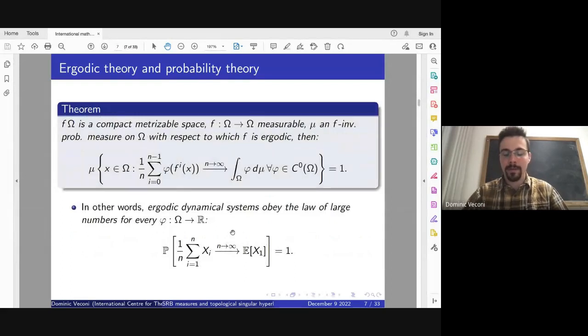And so when we think about it, ergodic transformations are the best ones to work with from a statistical perspective in some ways, because of this corollary of what's called the Birkhoff ergodic theorem. If omega is a compact metrizable space and F is a measurable transformation and mu is an F invariant probability measure with respect to which F is ergodic, then the set of all points for which this sequence of random variables satisfies the law of large numbers, in other words, for which the time average converges to the space average, has full measure. So ergodic dynamical systems are so useful statistically because they almost everywhere obey the law of large numbers.